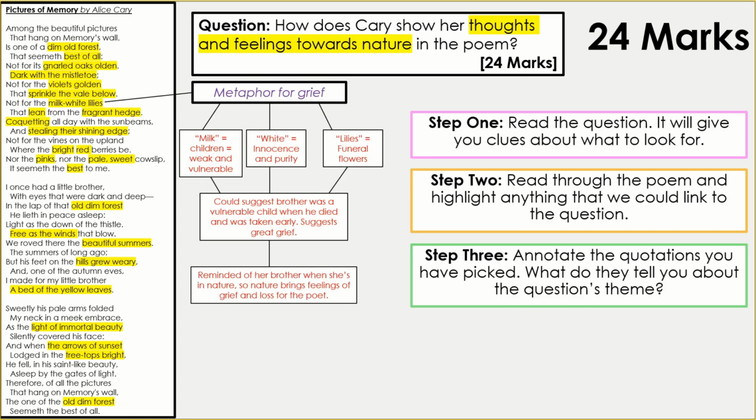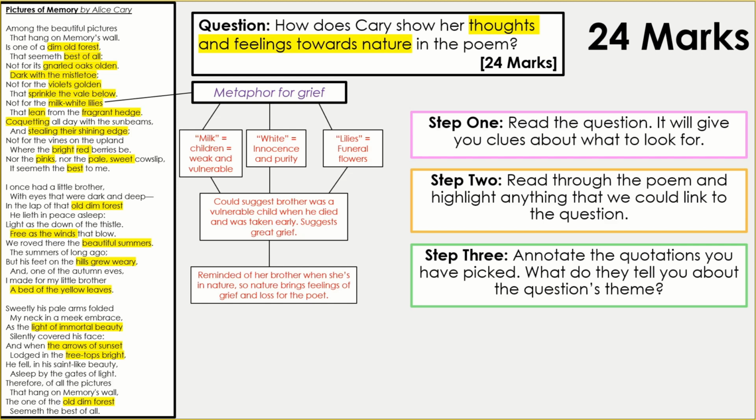Step 3, now that we've got our quotations, we want to pick the best few. Let's go with 4. And we want to start annotating them. What do these particular quotations tell us about the poet's thoughts and feelings towards nature? Are they positive, negative, loving, admiring, hostile, hateful? And how do we know?